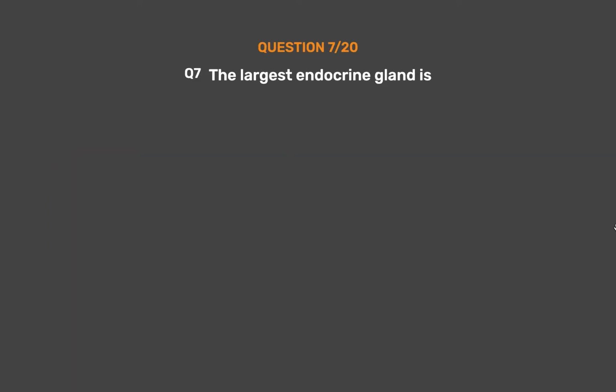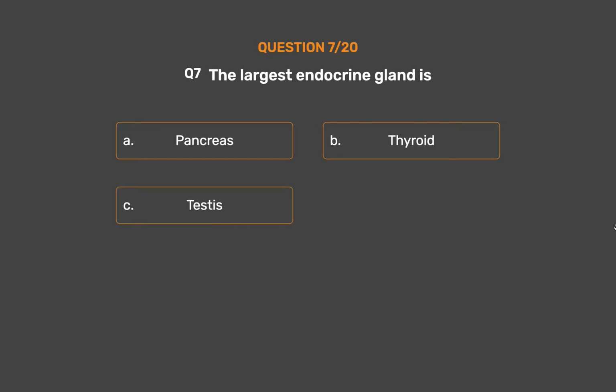Question number 7. The largest endocrine gland is: Option A. Pancreas. Option B. Thyroid. Option C. Testis. Option D. Pituitary.